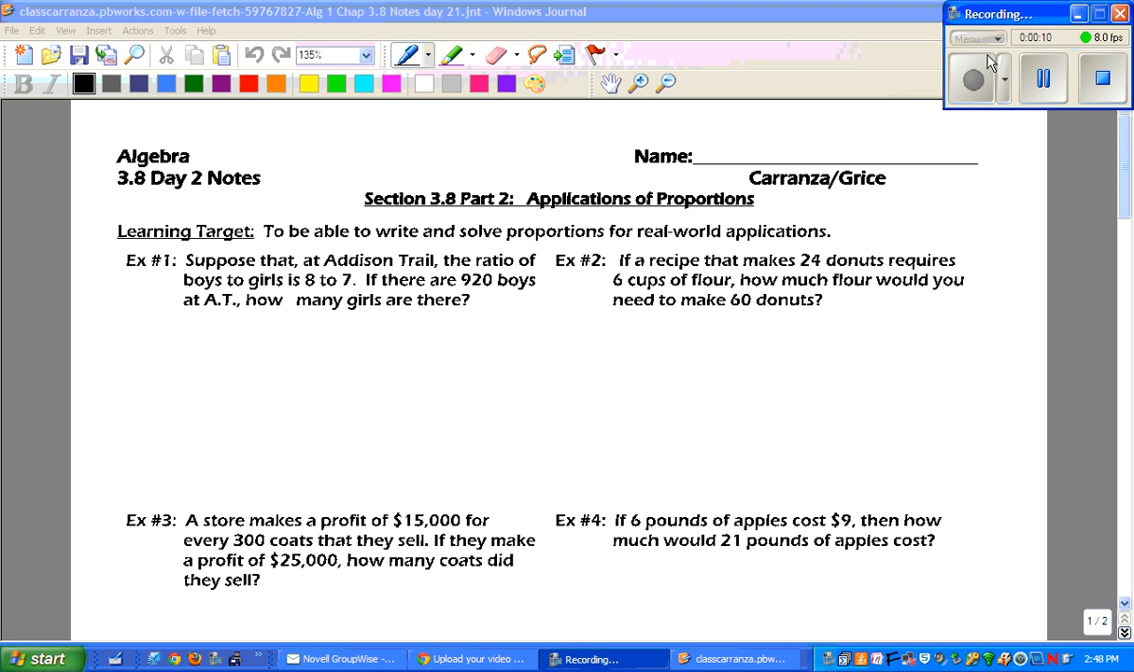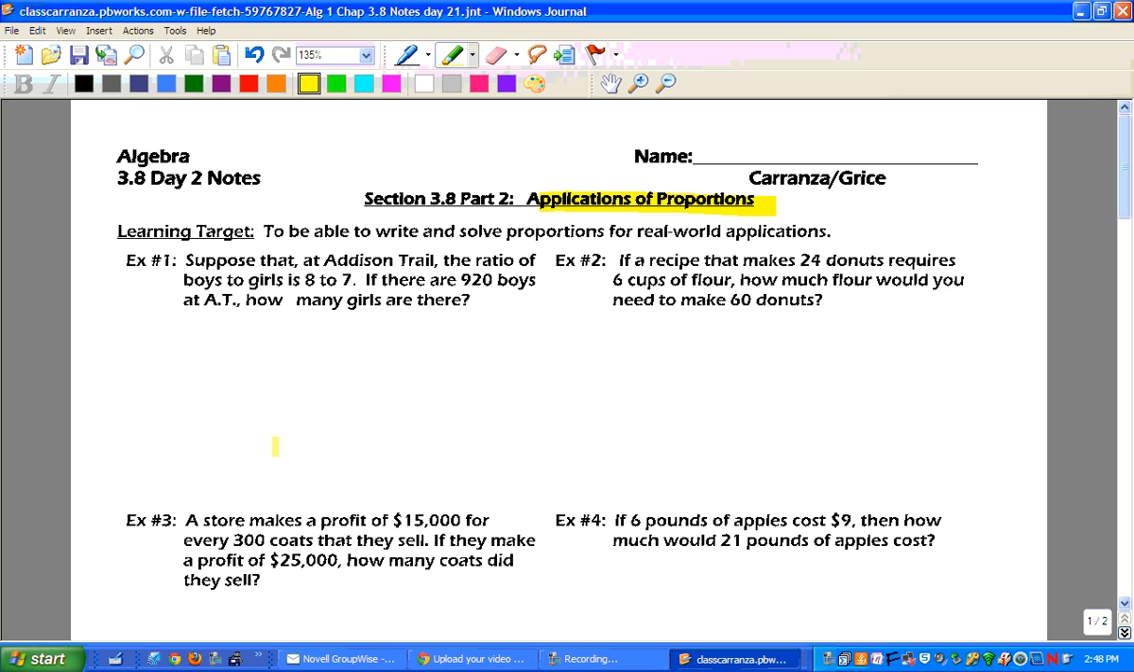Today we're going to be talking about applications of proportions. After today, you should be able to write and solve proportions for real-world applications. All right, let's look at example 1.